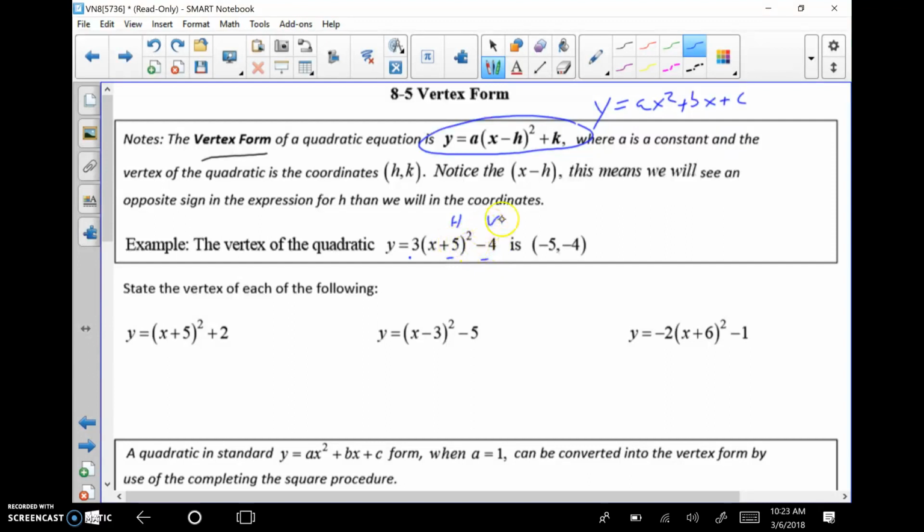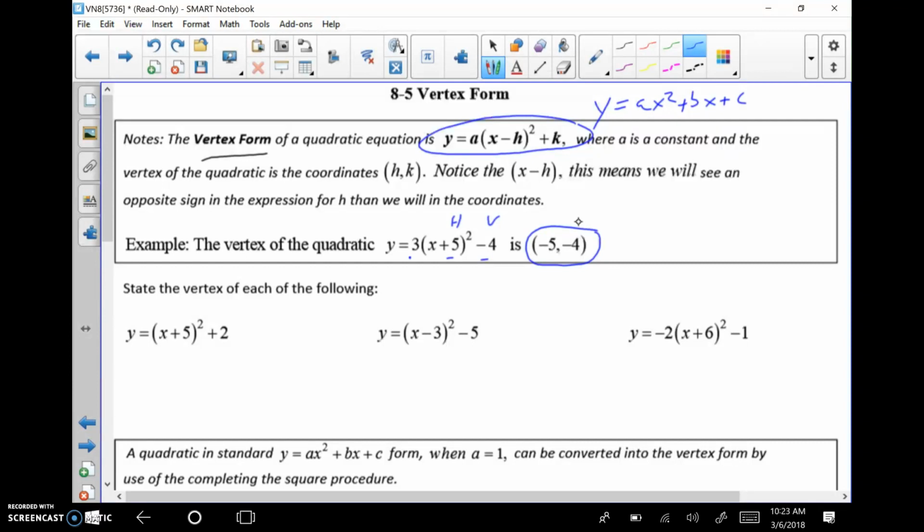Well, those two numbers correspond to what your vertex is. They're actually giving you directions to the vertex from the origin, 0, 0. So if we go left 5, down 4, we get to the point negative 5, negative 4. And that's the vertex of this quadratic. If we type this quadratic into our calculator or in Desmos, we'll see that the vertex is negative 5, negative 4. That's the turning point.